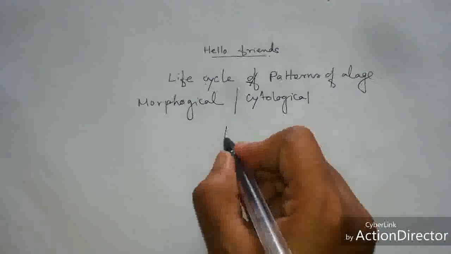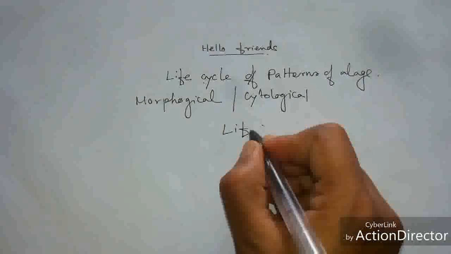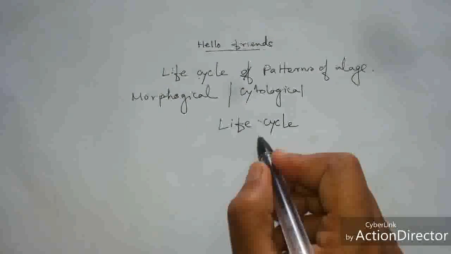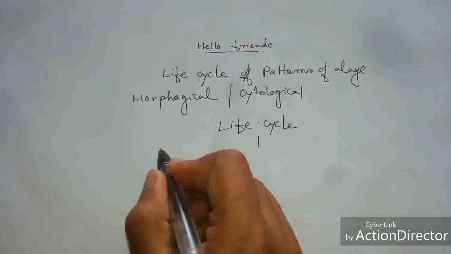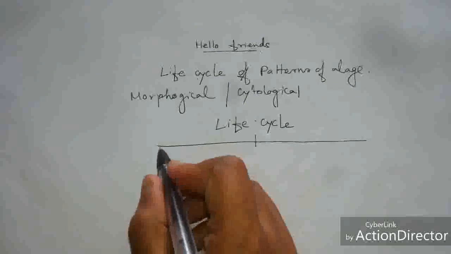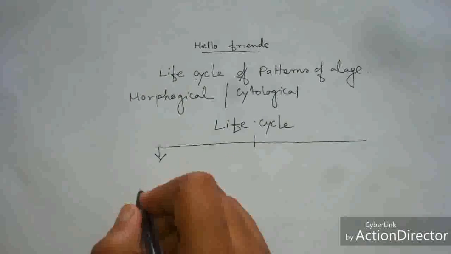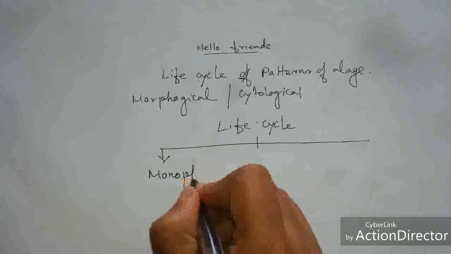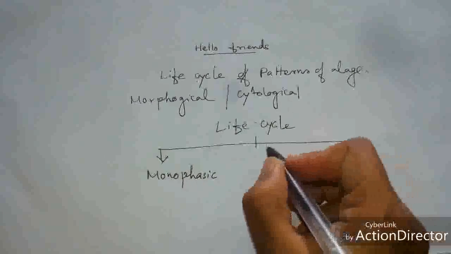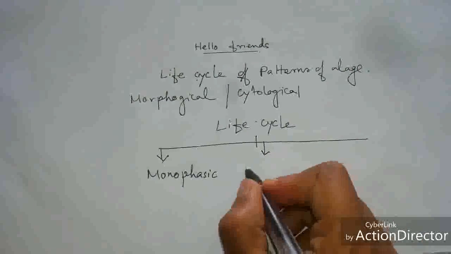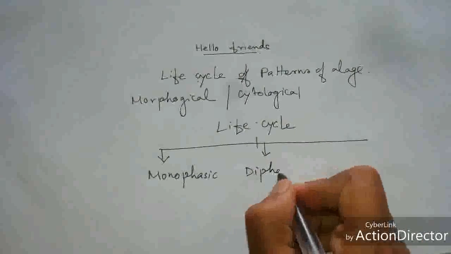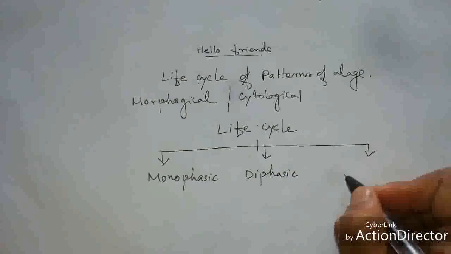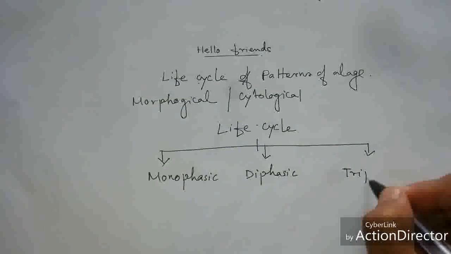Now, the life cycle is divided into three phases. First is monophasic, second is diphasic, and the third is triphasic.